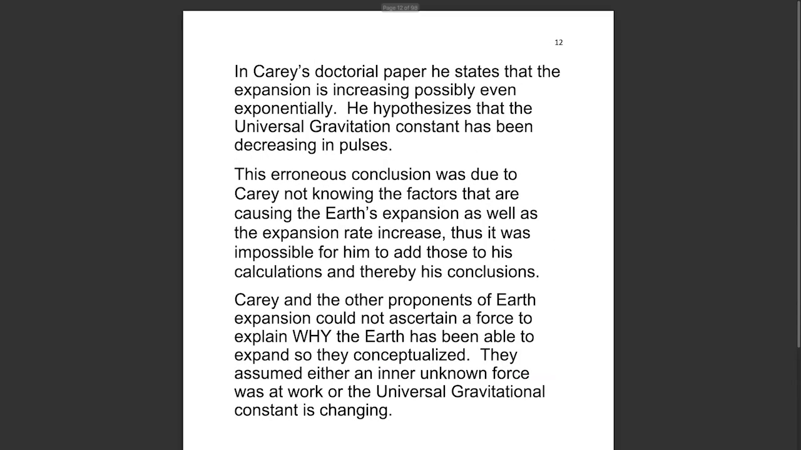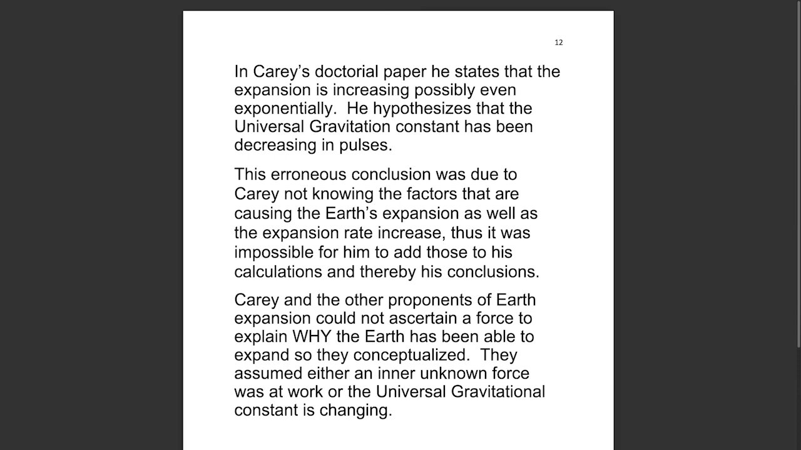In Carey's doctoral paper, he states that the expansion is increasing and possibly even exponentially. How he figured this out is to be possible. He hypothesizes that the universal gravitational constant has been changing and decreasing in pulses. That's an erroneous conclusion. It was due to Carey not knowing the factors that are causing Earth's expansion, as well as the expansion rate increase. In other words, the rate that the expansion is increasing, it's increasing exponentially.